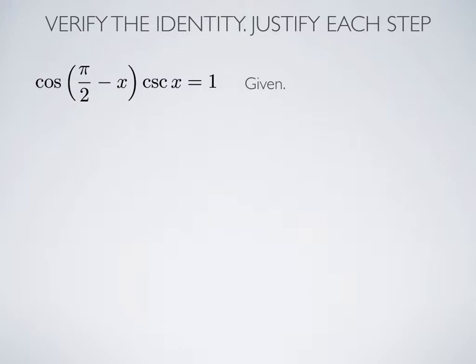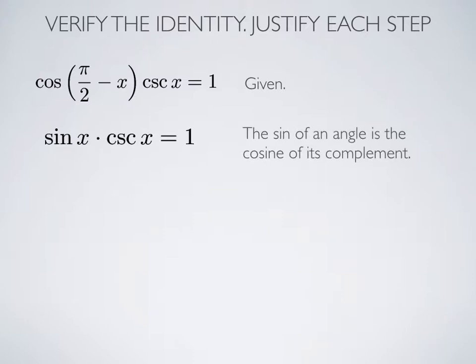What we want to remember is that we can represent cosine of pi over 2 minus x as the sine of x. And the reason for that is the sine of an angle is the cosine of its complement. In other words, the sine of 30 degrees and the cosine of 60 degrees are the same thing.